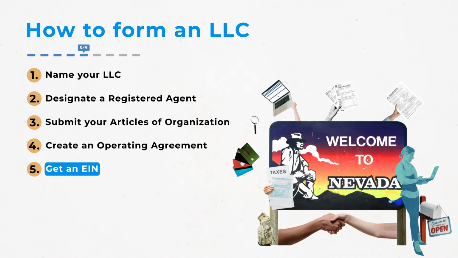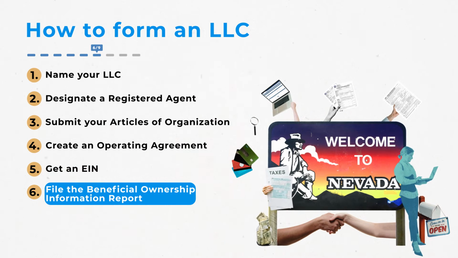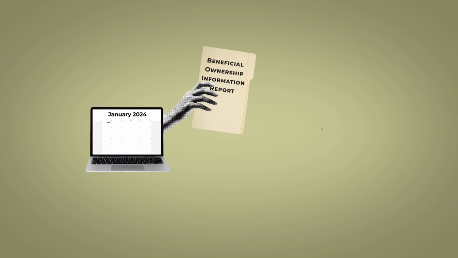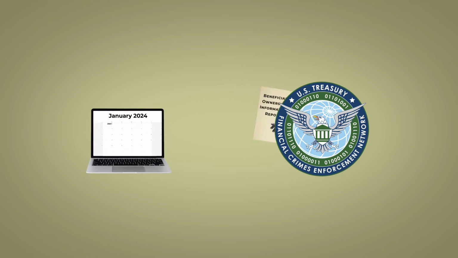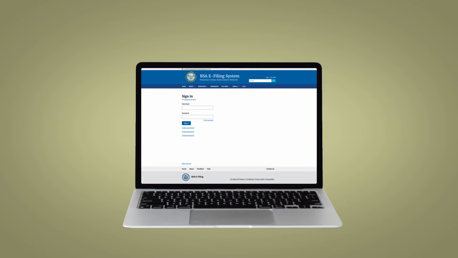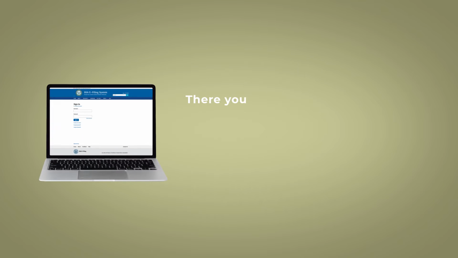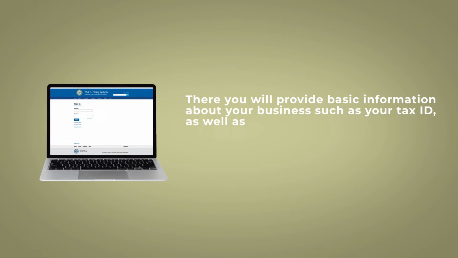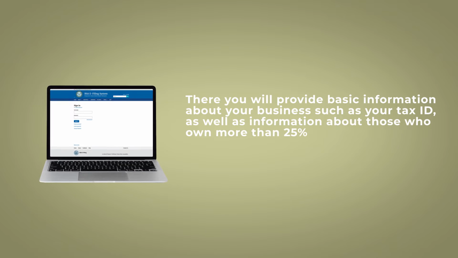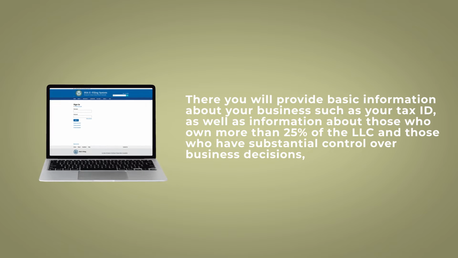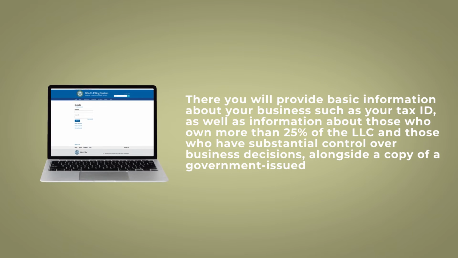Once you have your EIN, you're ready for step 6, filing the Beneficial Ownership Information Report. As of January 1st, 2024, you will need to submit a BOI report to the Financial Crimes Enforcement Network. FinCEN created an online portal called the Beneficial Ownership Secure System to upload your information. There, you will provide basic information about your business, such as your tax ID, as well as information about those who own more than 25% of the LLC and those who have substantial control over business decisions, alongside a copy of a government-issued photo ID.